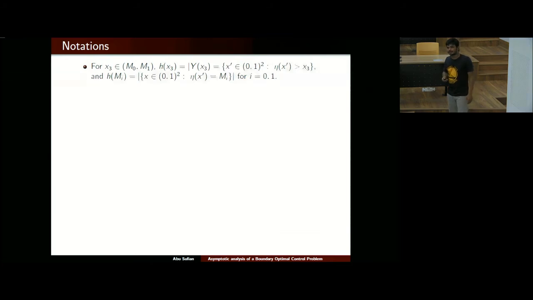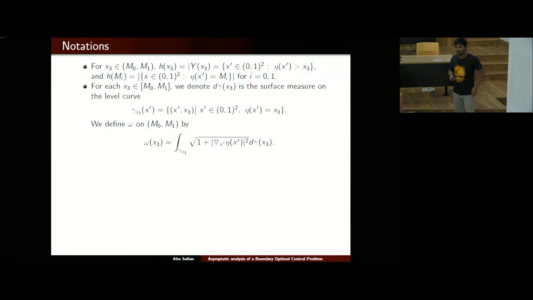Okay. So first, now we need some notation to introduce the limit optimal control problem. For each x3 belonging to M0 to M1, we define h of x3, the measure of the set of x dash belonging to 0 on square such that eta of x dash is greater than x3. Basically, we take a slice, project it in 0 on square and take that measure. And h of M1, for M1 and M2, is exactly when eta of x dash is equal to mi for i going from 0 to 1. Basically, this is the measure where our graph is flat.